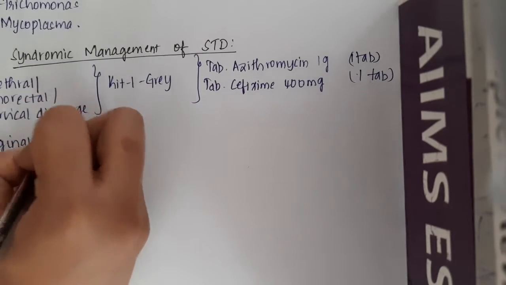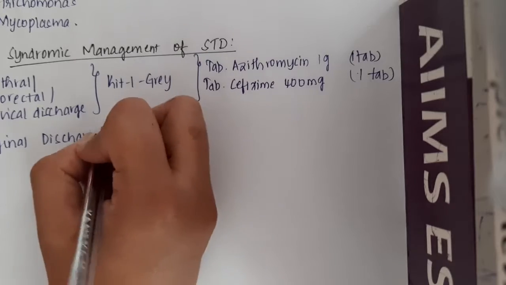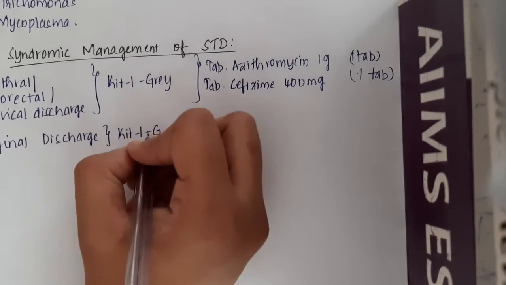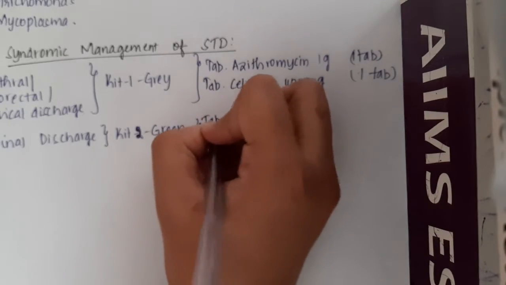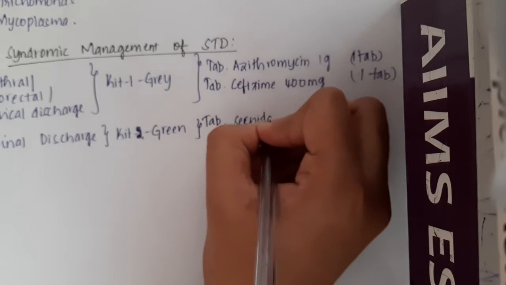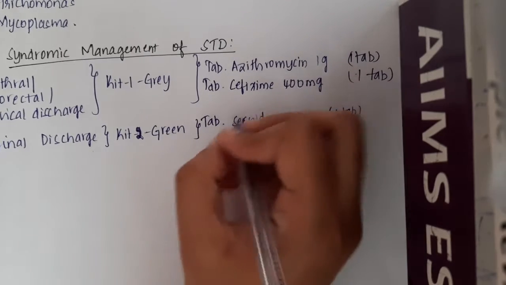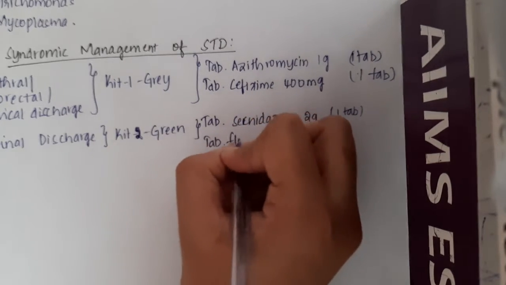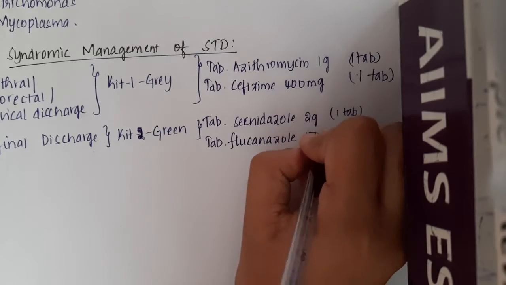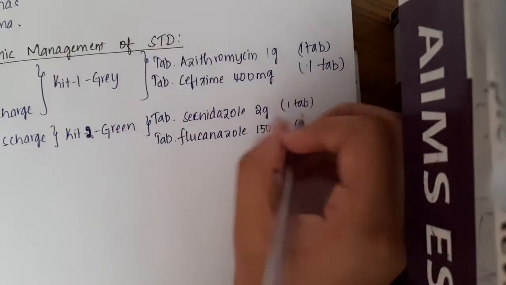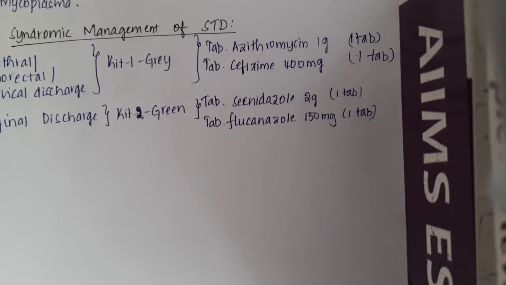If the patient comes with vaginal discharge, then green color vaginal discharge, because vaginal discharge due to trichomonas is green, you can use kit 2, which is again a green colored kit, where we give tablet secnidazole 2 grams, 1 tablet. And you can also use tablet fluconazole 150 milligrams, 1 tablet. Tablet secnidazole 2 grams, 1 tablet, and tablet fluconazole 150 milligrams, 1 tablet.